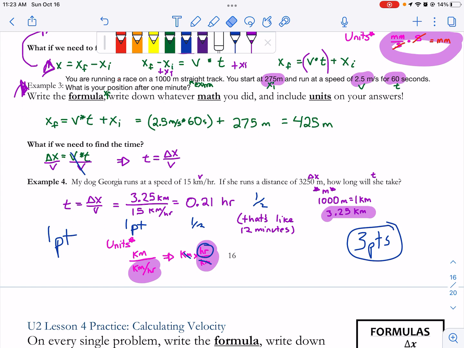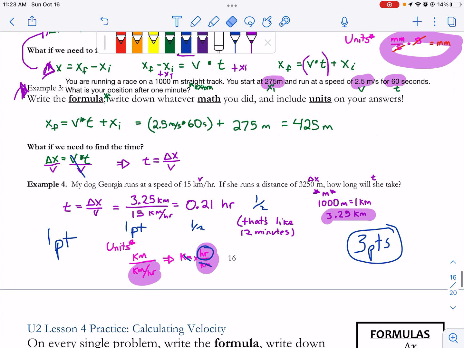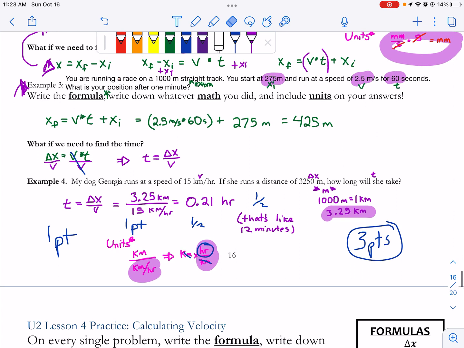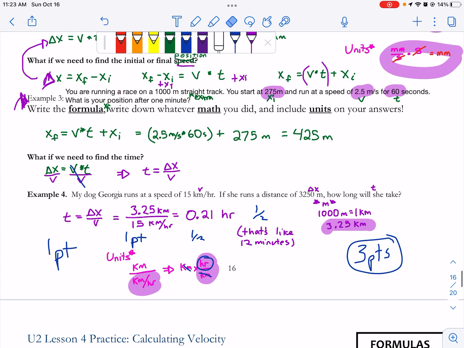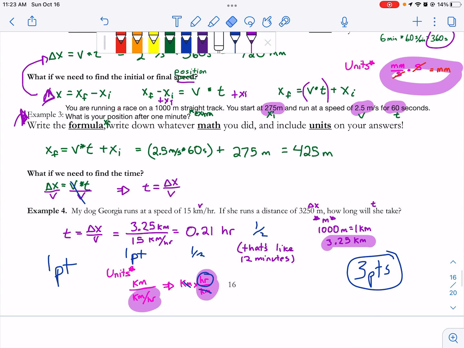Now, if you have any questions about any of these examples, or you need to see more examples, there's lots of practice down here in the practice on calculating velocity. It says a front and a back. So if you need any help with any of these examples, make sure you ask your teacher. Your teacher is more than willing to go through examples with you and help you understand what you should be doing, especially with the units. The units are weird.